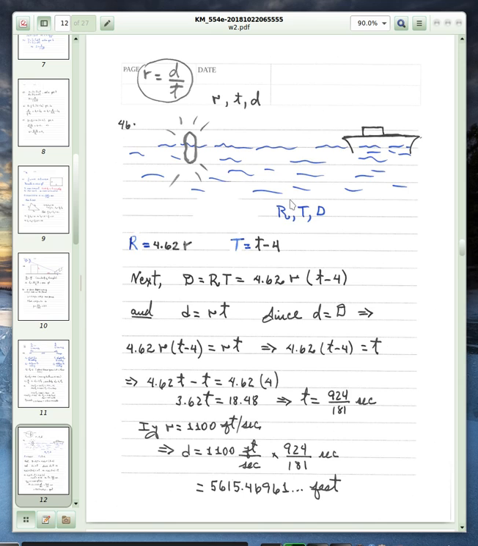Based on what? Well, based on the fact that distance in the water, with capital D, equals rate in the water multiplied by time in the water. Here it is.